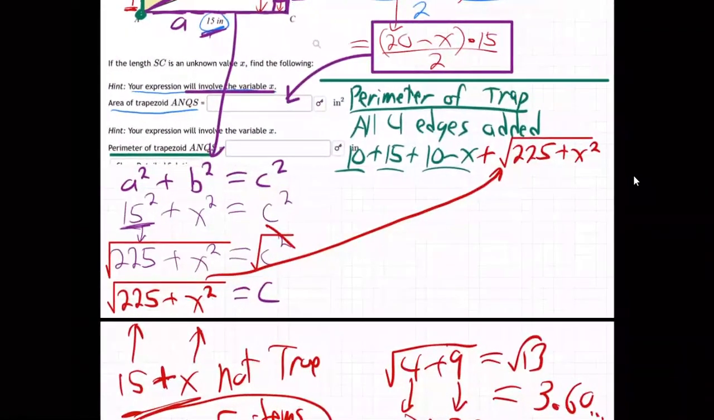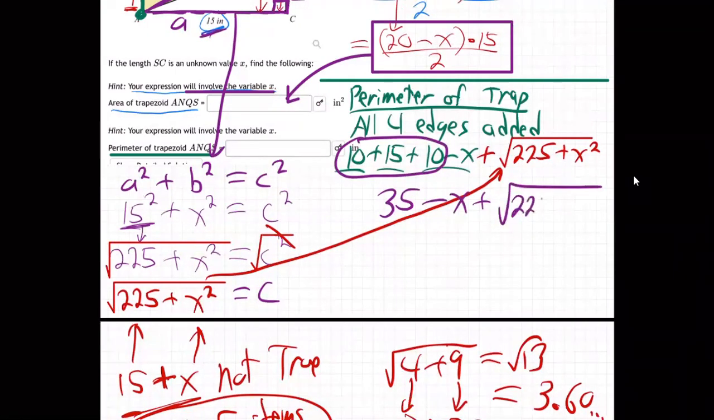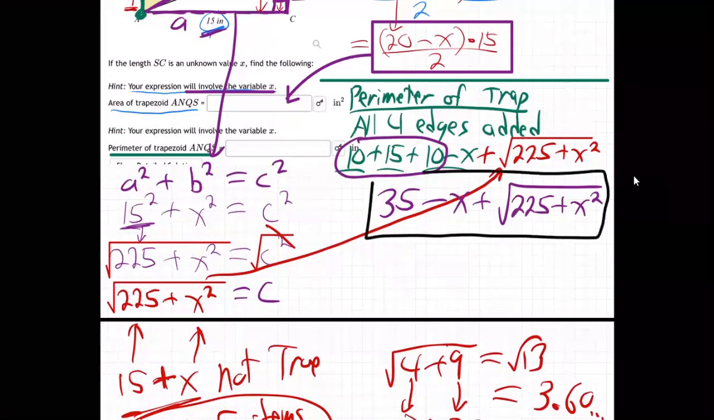And then we can do one more step of simplification here. We can do 10, 15, and 10. That'd be what? 20, 30, 35? 35 minus x plus the square root of 225 plus x squared. And that's it. That is our answer. I'll put a box around it. That's as good as it gets. That's what we put there in that box.